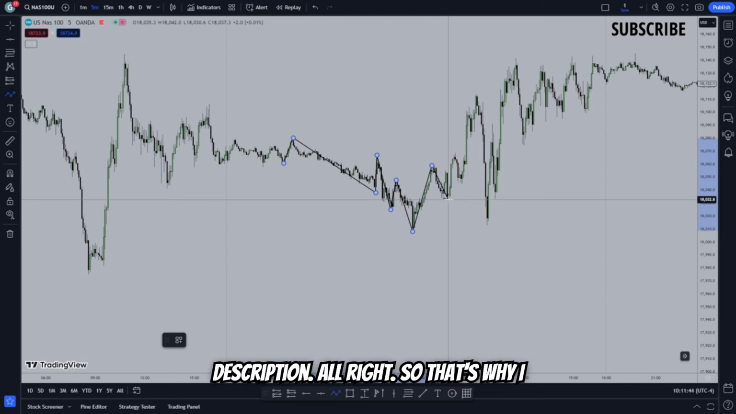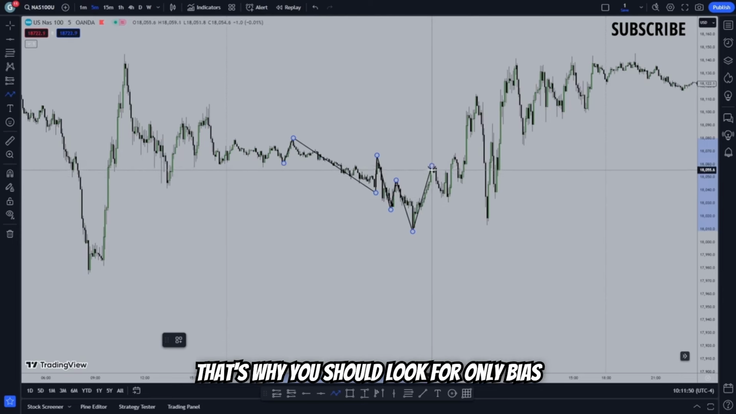All right, so that's why I will not take a sell over here, and you should also not take a sell over here, because the bias is bullish. So that's why you should look for only buy trades.